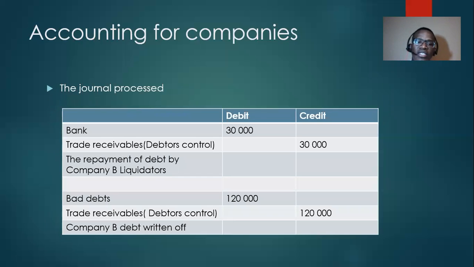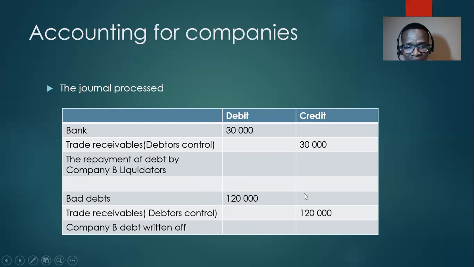Then what journal entry is going to be processed? Company A is going to receive cash from those liquidators, right? When you receive cash, what's happening? Debit bank, because the bank is an asset increase, which goes on your debit side. Then credit trade receivables. Remember, trade receivables is your asset. So if the trade receivables is being reduced by the payment by the liquidators, it has to be credited. An asset decrease goes on your credit side, right? Then we're left with 120,000, right? Then we say this 120,000, you're going to write it off. When we write it off, it means that debt is no longer there.